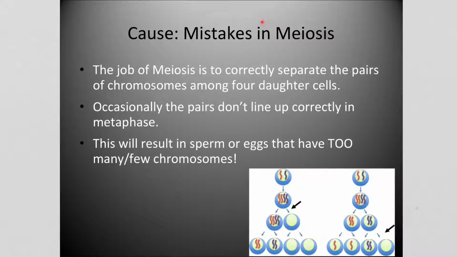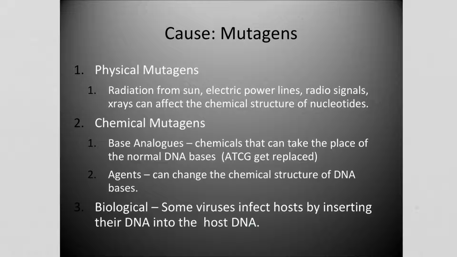The other one we talked about, in depth yesterday, was mistakes in meiosis. Remember, you're supposed to separate your chromosomes by half in order to make your sperm and eggs. But occasionally those pairs of chromosomes won't line up, and when that happens, you end up with sperm or eggs that have too many or too few chromosomes, right? So you can see over here, maybe these are sperm cells. These guys got paired up correctly. These guys didn't split, so this sperm has too many, one too few. So those can cause mutations as well.